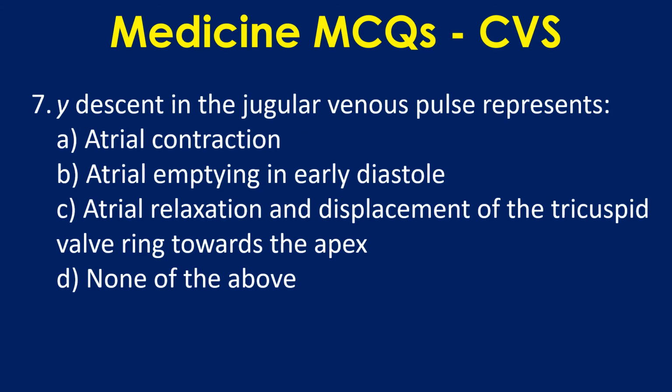Wide descent in the jugular venous pulse represents A. Atrial contraction, B. Atrial emptying in early diastole, C.